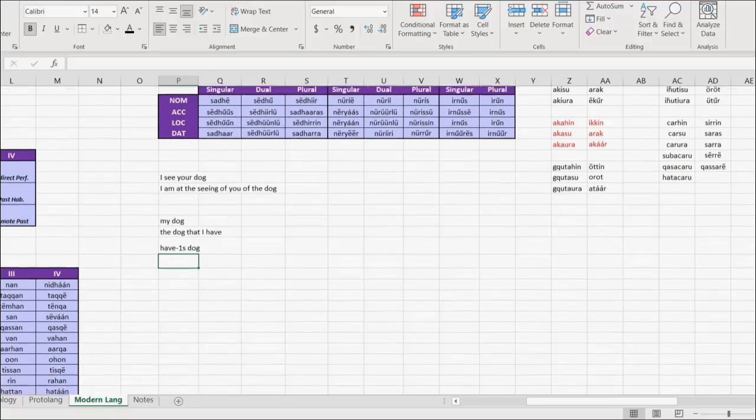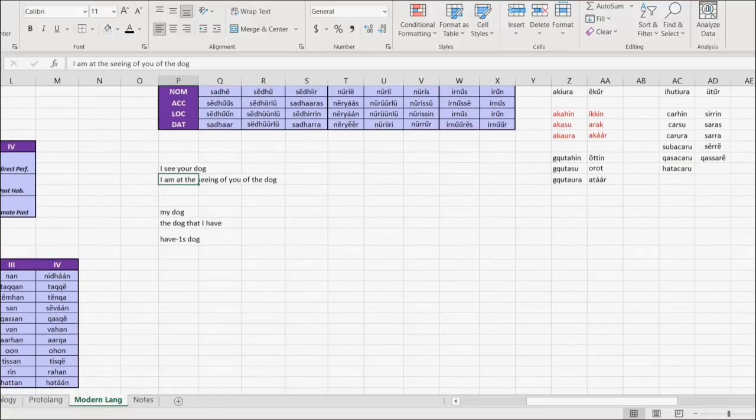Because I can totally see how, when these auxiliary verb constructions begin taking over, and you have the conflict between what counts as a possessive and what counts as a direct object, then I think a pretty easy, natural way of clarifying that would be with a relative clause. So instead of saying, "I am at the seeing of you of the dog," you say, "I am at the seeing of the dog that you have." I am completely in love with this idea, so I think I'm just going to go for it.